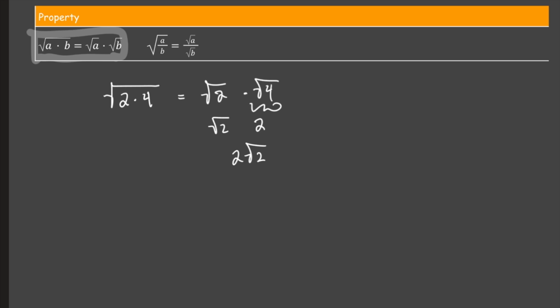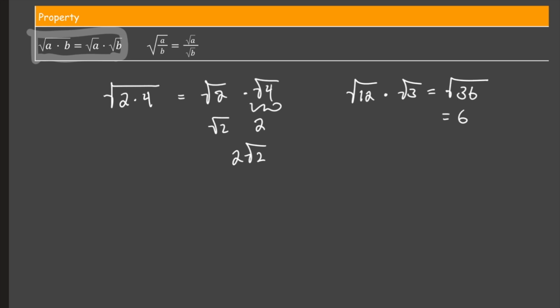You also use it when you multiply radicals. So if you're doing radical 12 times radical 3, you can multiply the insides together applying this property, giving you radical 36, and then the square root of 36 is just 6. So that's what we're going to be using this property for.